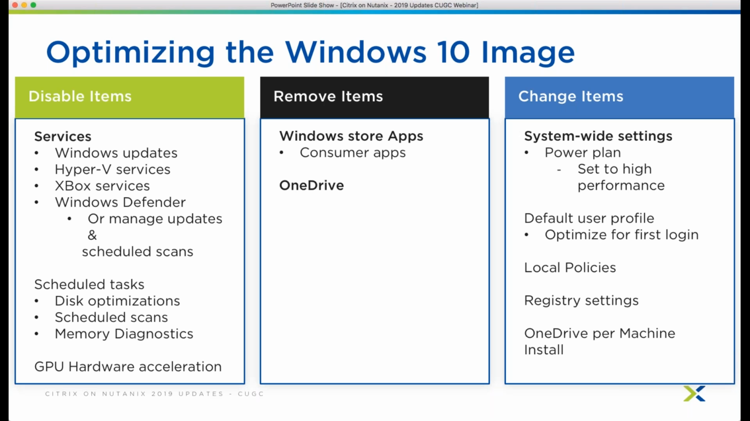And then look at removing items, things like the Windows Store apps in Windows 10 that you don't need to have. The OneDrive per-user install, if you're not using that, make sure you get rid of that, because that will sit there and run when people log in, causing logon time and performance impact. And then look at changing things like your power plan, optimize your first logon, make sure it's not doing those first setup items, get rid of those things, optimize that profile, look at your local policies, look at registry settings, and if you have to use OneDrive, go through and do the OneDrive per-machine install instead of the per-user install that Microsoft recently released.